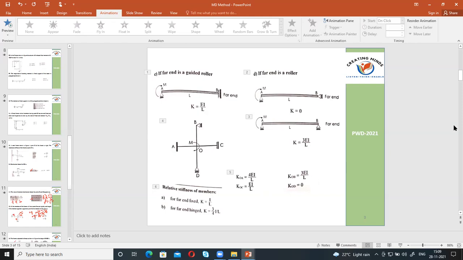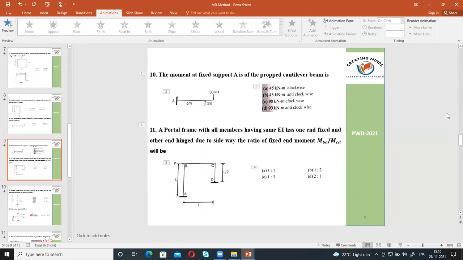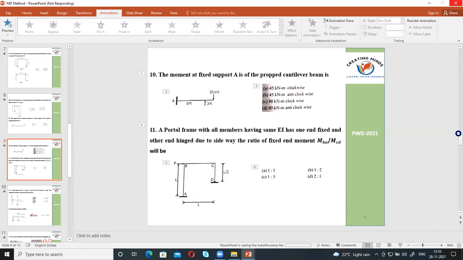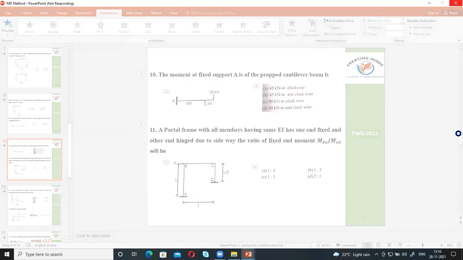I hope I have cleared your doubts with respect to slope deflection as well as the moment distribution method. Shall we move on to influence line diagrams? Sir, the 11th question, sir. Will you solve it once again? Okay, I will. Wait, I got stuck. We'll take another PPT for this work.